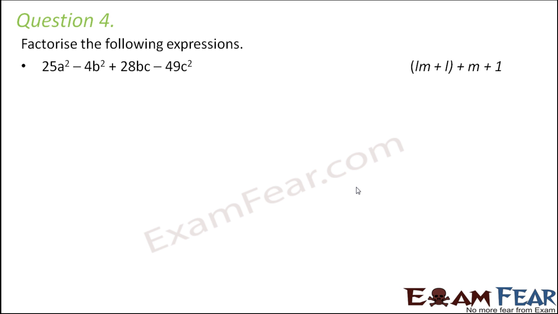Question number 4. Factorize. Again we have two expressions. First let's look at the first one. 25a square minus 4b square plus 28bc minus 49c square.